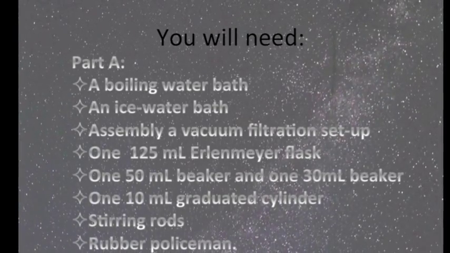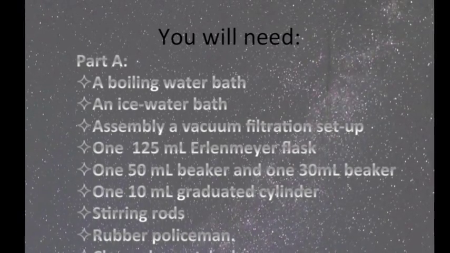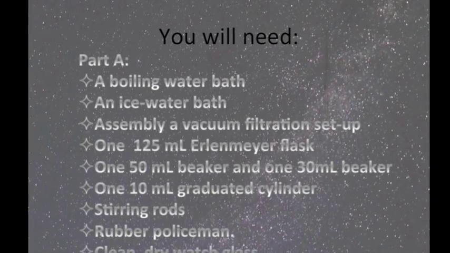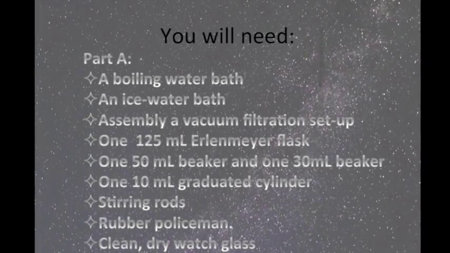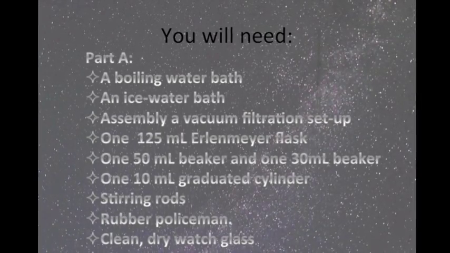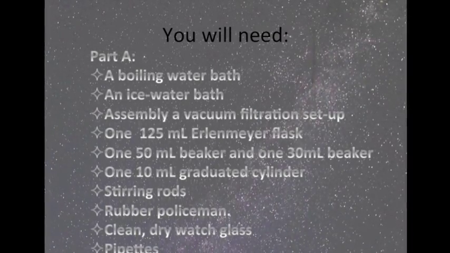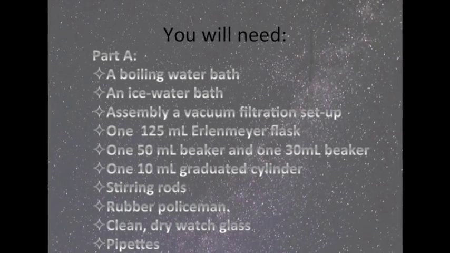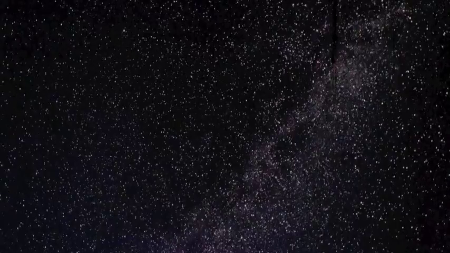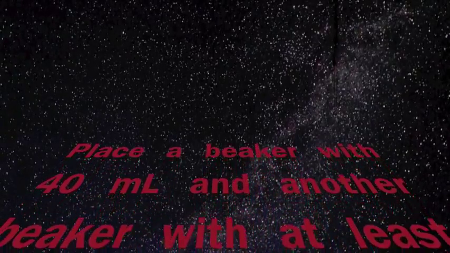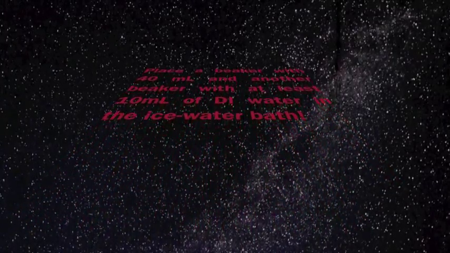Before beginning the experiment, you will need to set up a boiling water bath and an ice water bath. For Part A, you will also need a 125 ml Erlenmeyer flask, a 150 ml beaker and one 30 ml beaker, one 10 ml graduated cylinder, a stirring rod, a rubber policeman, a clean dry watch glass, and pipettes. Later, you will need to assemble a filtration vacuum setup. Make sure to place a beaker with 40 ml of water and another beaker with at least 10 ml of DI water in the ice water bath.